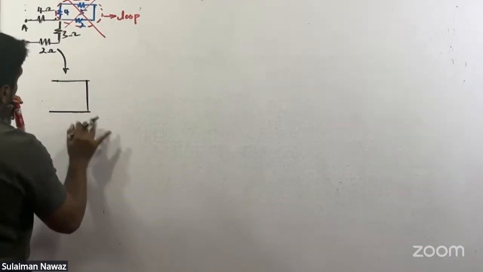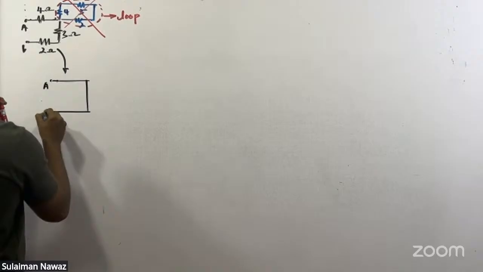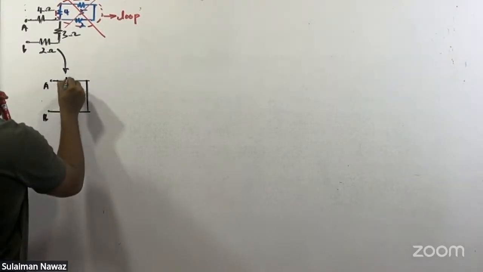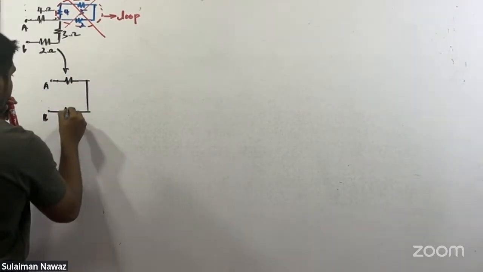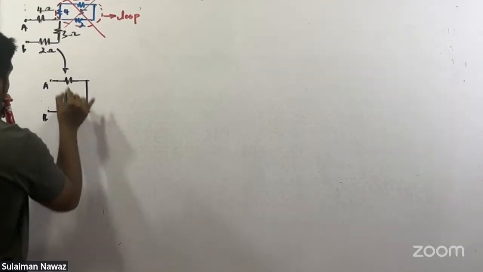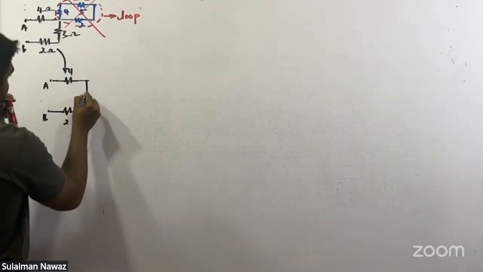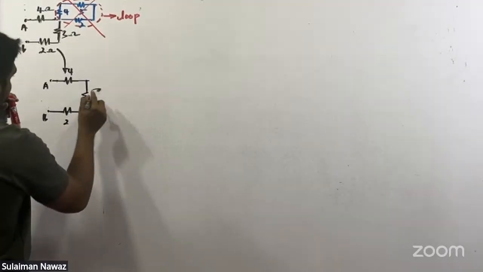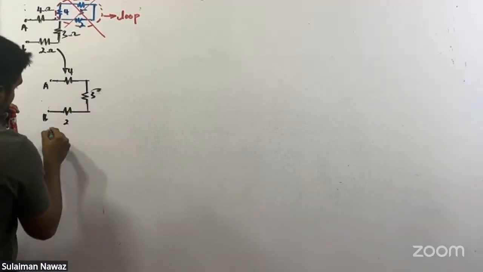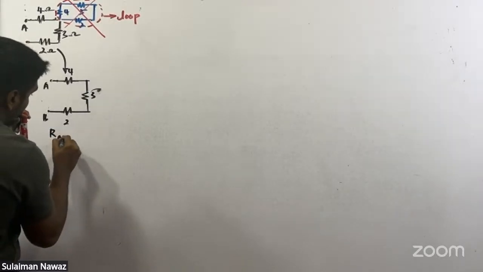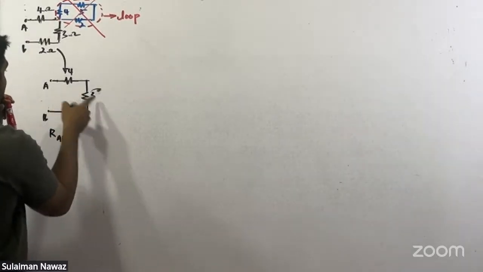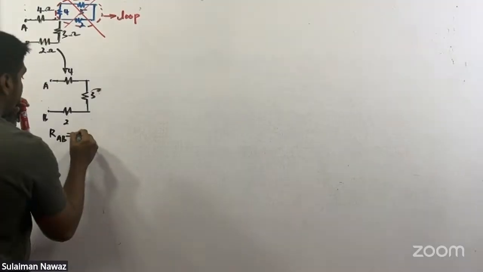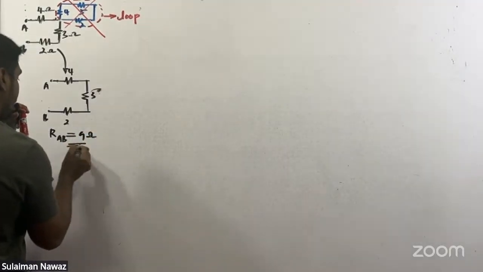Right. Point A, point B, and 4 ohms. And here it's 2 ohms. This is going to be 3 ohms. I hope you understood what it means by a loop. So then the equivalent resistance R_AB is going to be equal to 4 plus 3 plus 2, 9 ohms. That story I think is very clear.